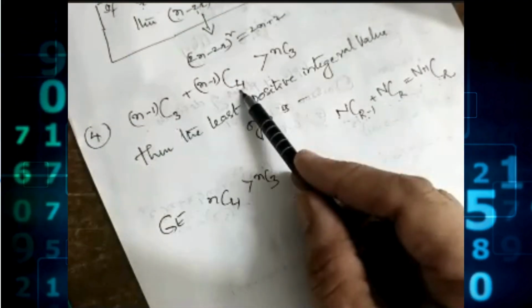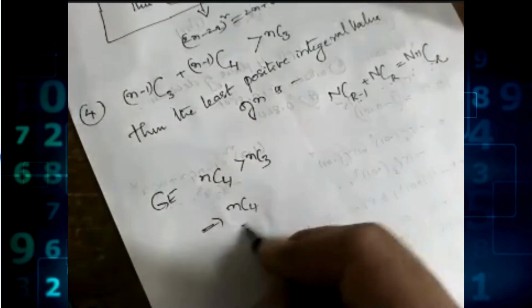So nC4 is greater than nC3. Of course, by using that, nC4 by nC3 is greater than 1. Again, at this juncture, we have a beautiful formula. What is that? nCr by nC(r-1) is equal to (n minus small number) by big number.